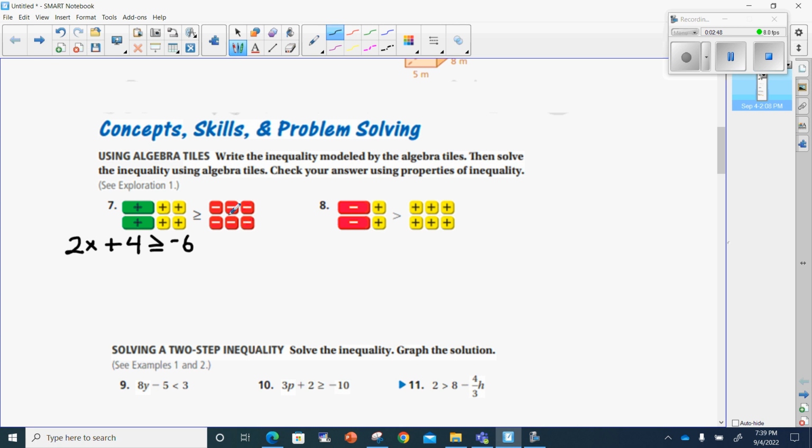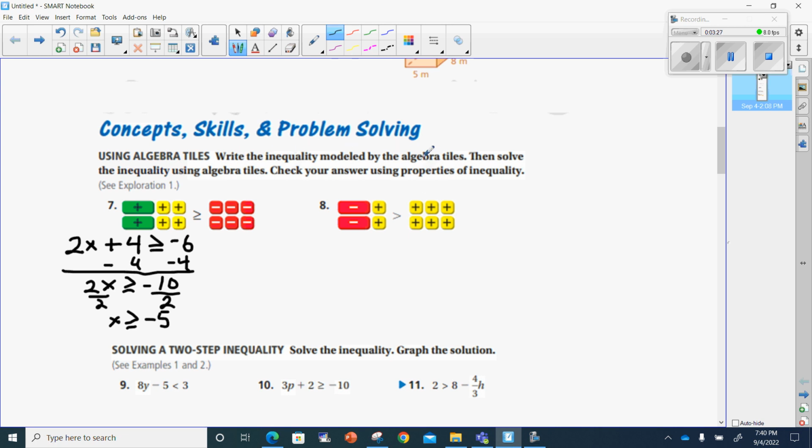6 negative tiles here. Well, now it says to solve it. If I solve it, I'm going to subtract 4 from both sides. That gives us 2x is going to be greater than or equal to negative 10. And now I need to divide 2 away. Whatever I divide from one side, I do the other. Now x is going to be greater than or equal to negative 10 divided by 2, which is negative 5.